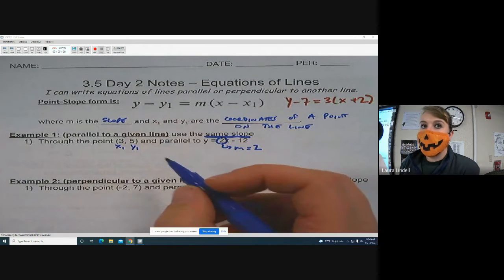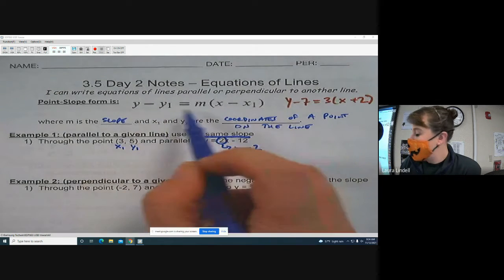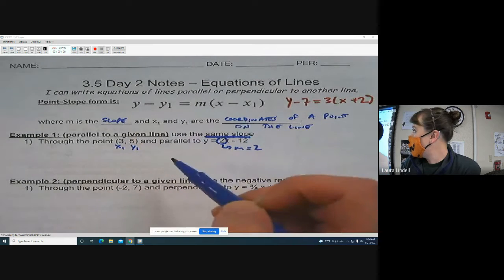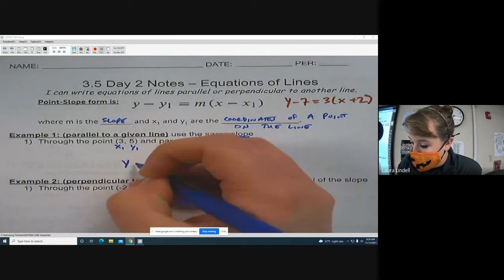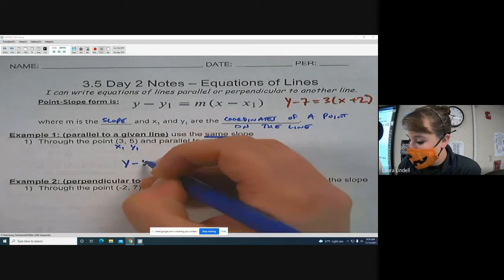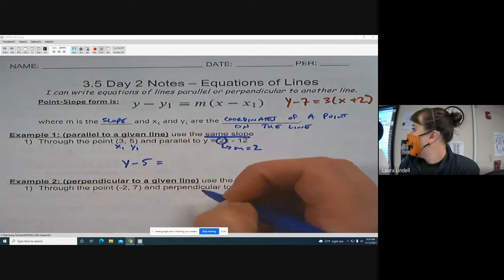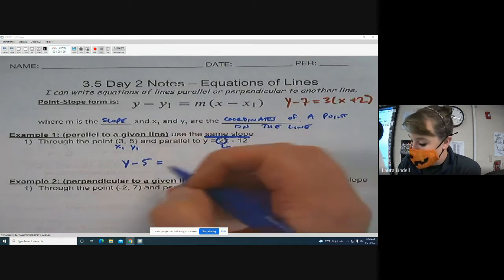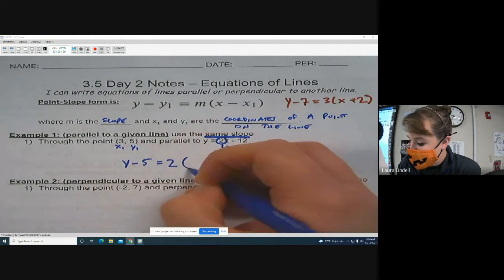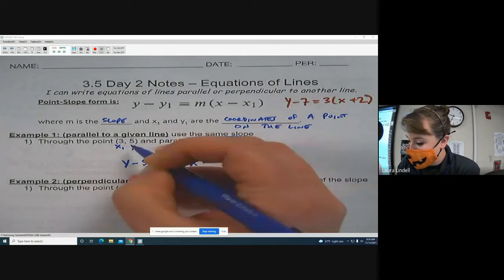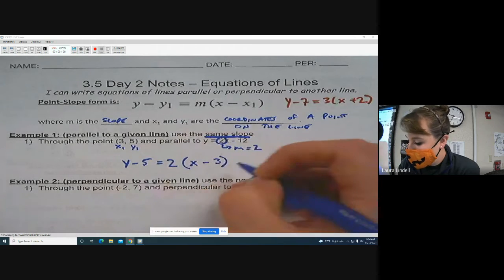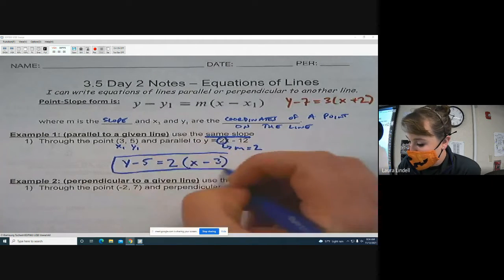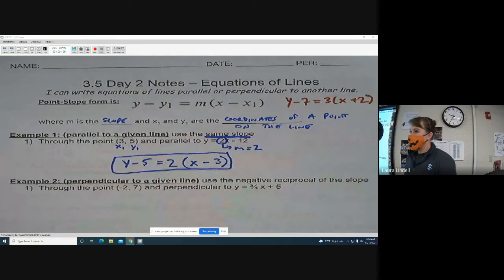So when I write the equation of my line in point-slope form, we go y minus 5, since that was y1, equals our slope, 2, times x minus x1, which was 3. This is my final answer, and we're all done.